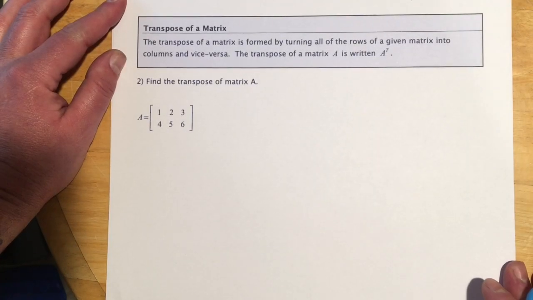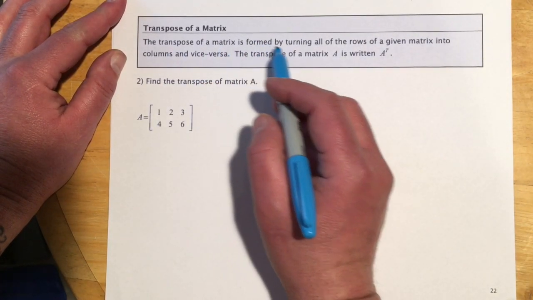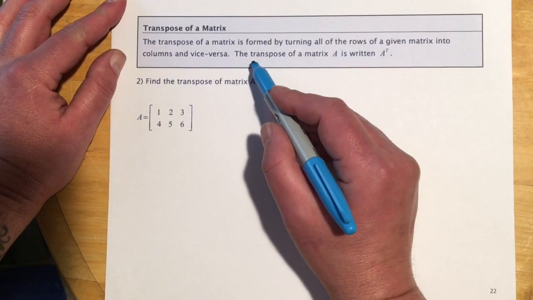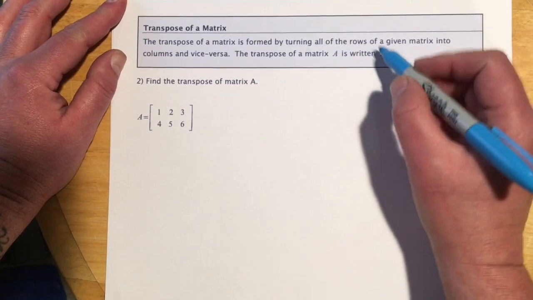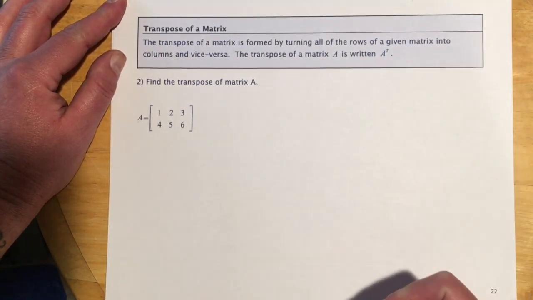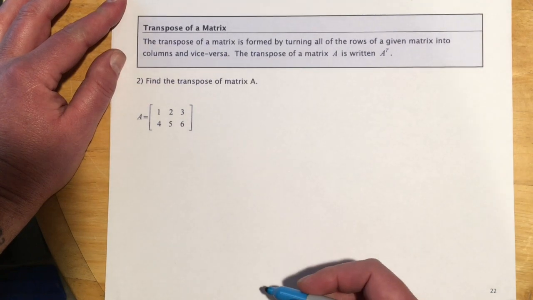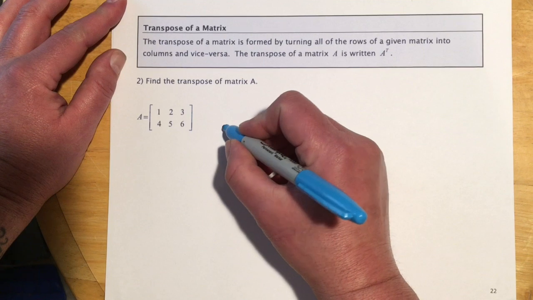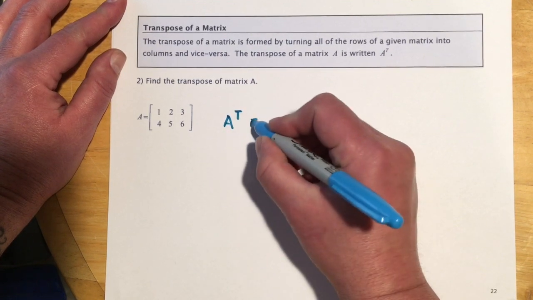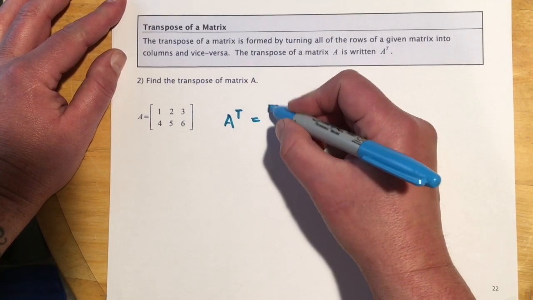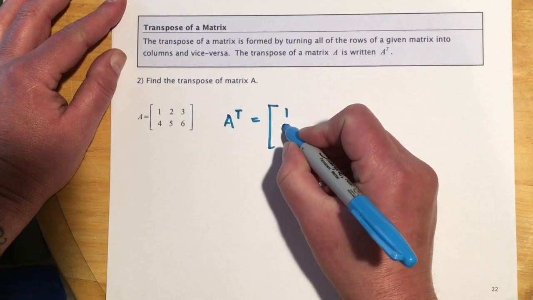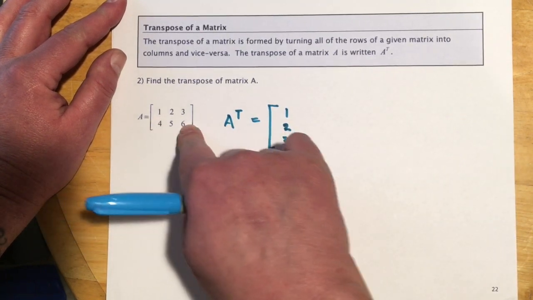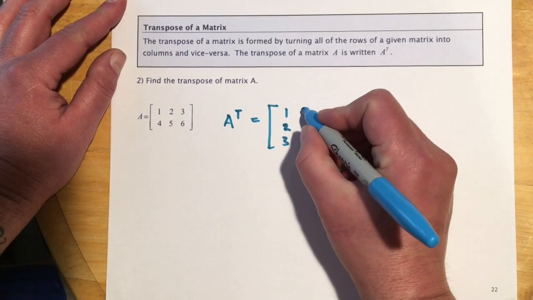Okay, so the next thing is the transpose of a matrix. The transpose of a matrix is formed by turning all the rows in a given matrix into columns and vice versa. The transpose of the matrix A is written A with a little capital T up in what would seem like an exponent. So basically we just have to make the rows into columns. So if I wanted to do the transpose of A, then the first row is becoming the first column. I said that backwards. And then the second row is becoming the second column.